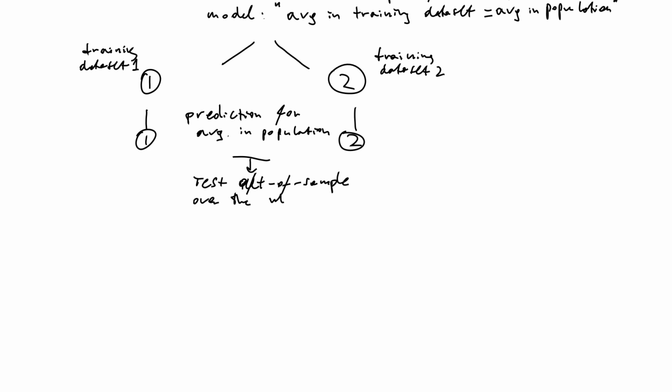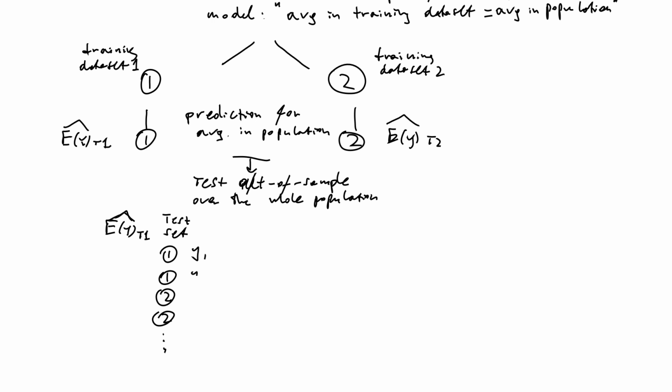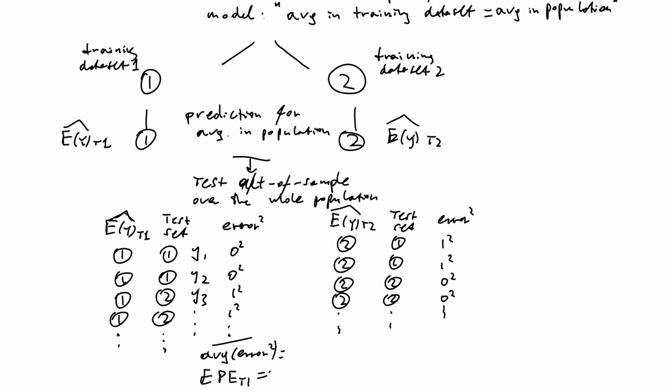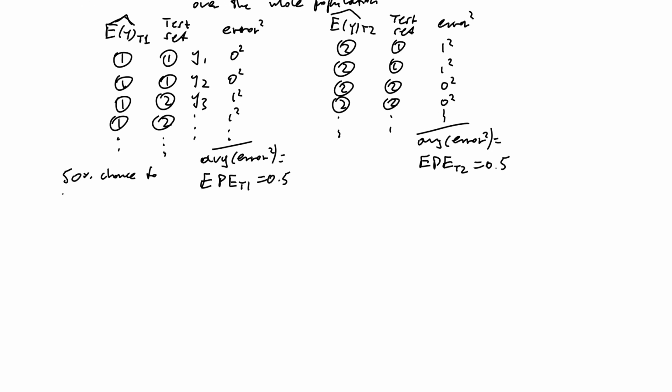Now we would like to test out of sample the performance of the model. For the first case, training set 1, we have prediction 1 for the average, and the test set is 1, 2, 1, 2, 1, 2, etc. So this is the whole population. For training set 2, our prediction is 2. The expected error is 0.5 on training set 1 and 0.5 on training set 2. We don't know which training set we have in the beginning, so our expectation is the average of these, which is again 0.5.